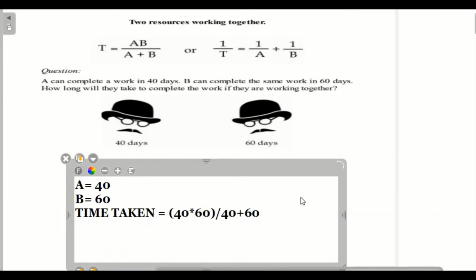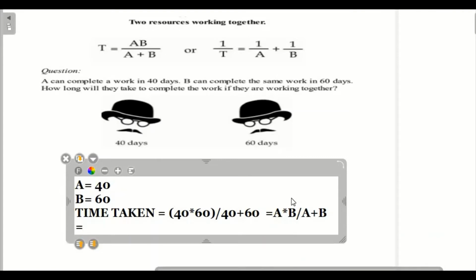So we have the formula, that is A into B by A plus B. So time taken equals 40 into 60, which is 2400 divided by 100. So we get 24 days. If they work together, they'll complete the work in 24 days.